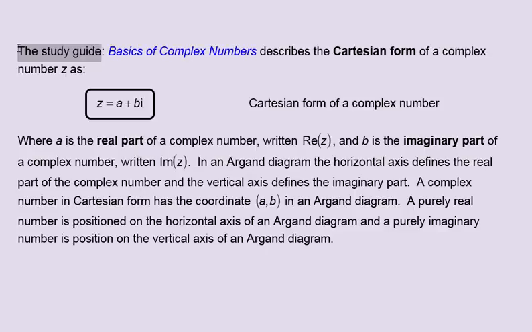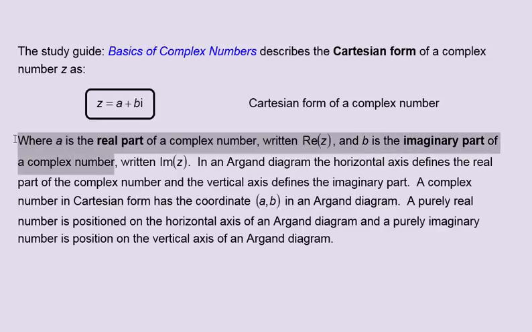The study guide, Basics of Complex Numbers, describes the Cartesian form of a complex number z as z equals a plus bi, where a is the real part of the complex number, written Re of z, and b is the imaginary part of the complex number, written Im of z.